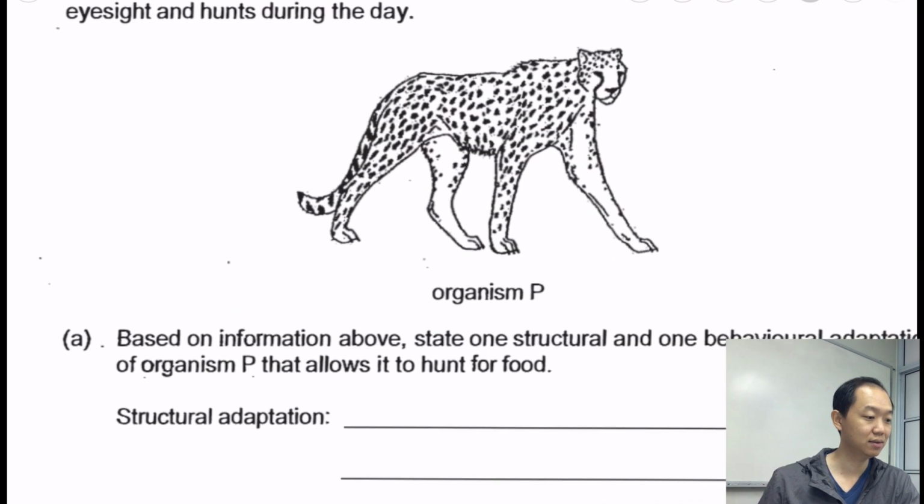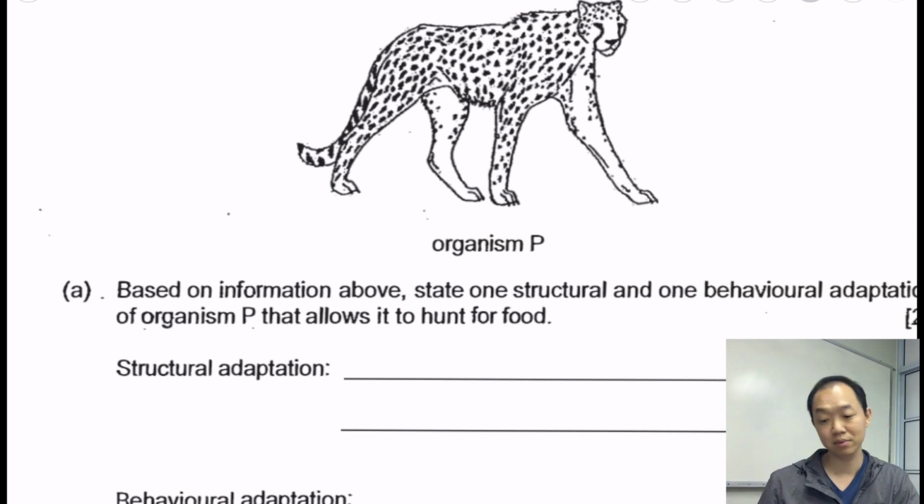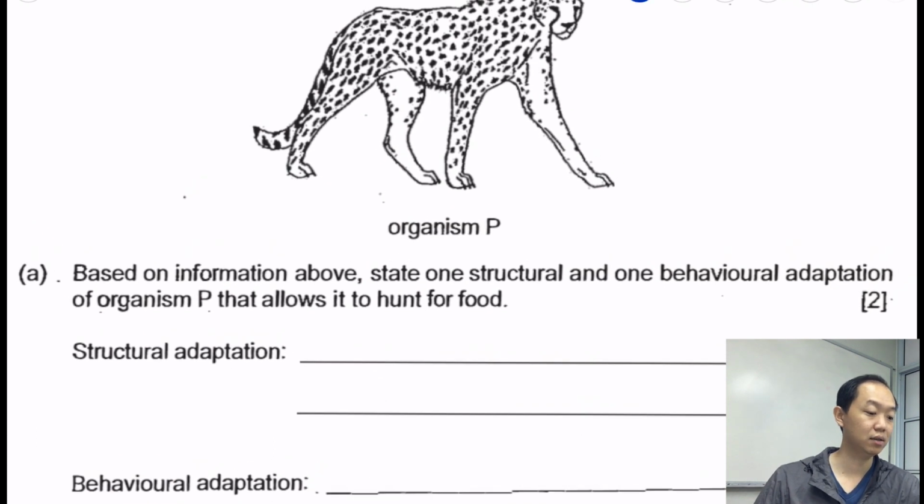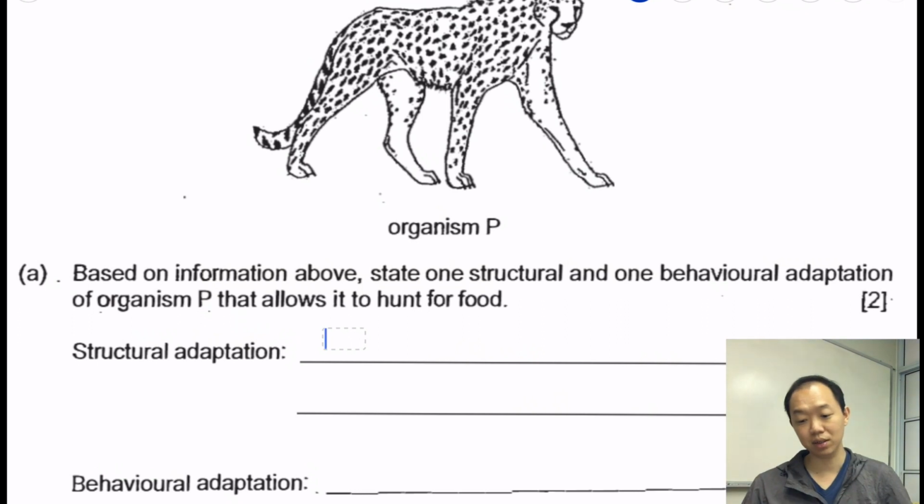Oh, what is this? Leopard. So based on the information, state 1 structure and 1 behavioral. Okay, what structure? That means the body change, right? Something happened to the body, okay? What does it have? Polka dot. Why must have polka dot? Camouflage, yeah. And the rest of the answer. But you don't know what is structural, what's behavioral. They're testing you what is structural, what is behavioral.